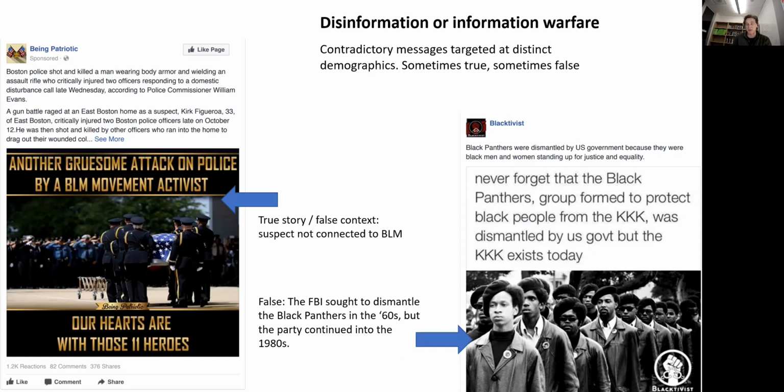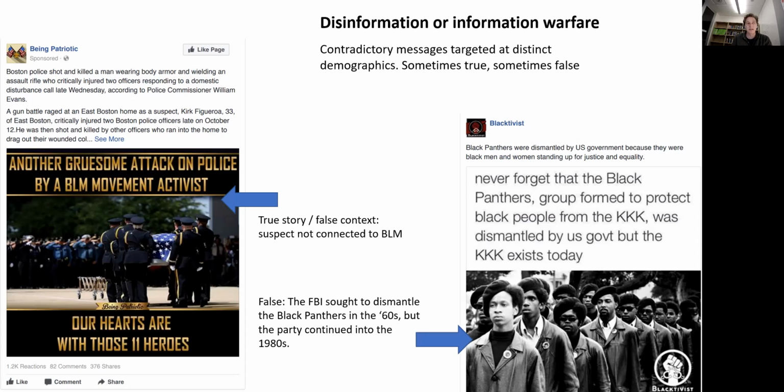Now, this is actually false. The FBI did seek to dismantle the Black Panthers in the 1960s, but the party actually continued into the 1980s until it dissolved. But whether it's true or false, I think here the sentiment is what is important, right?